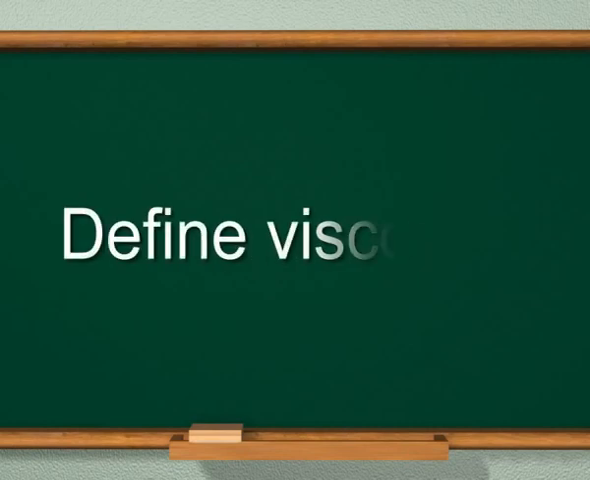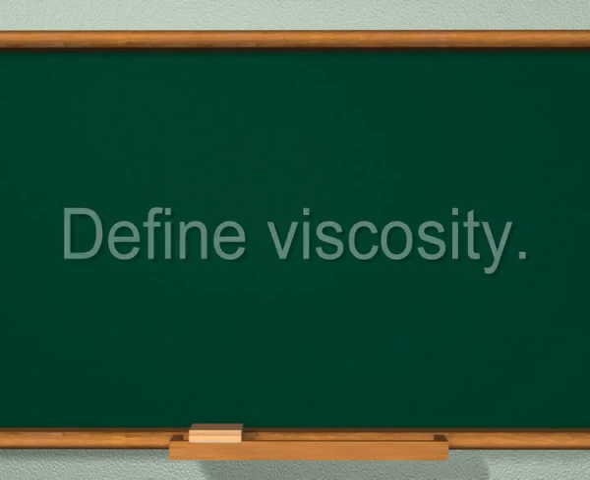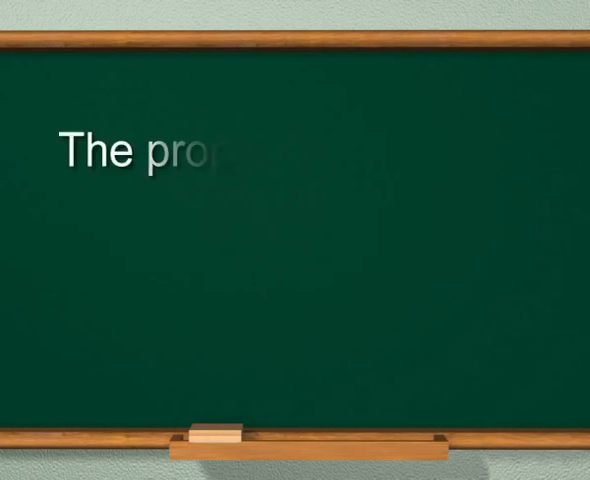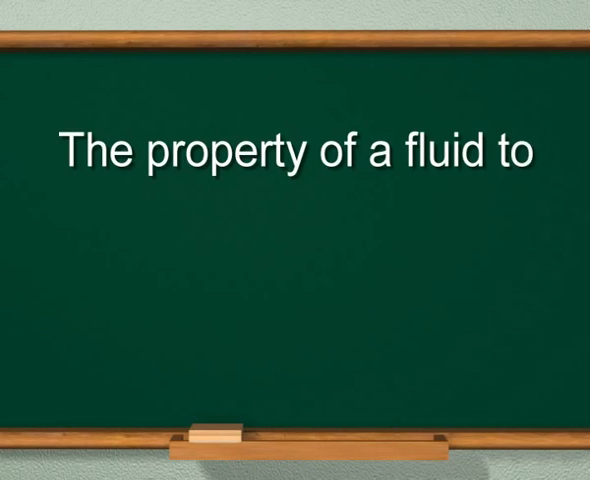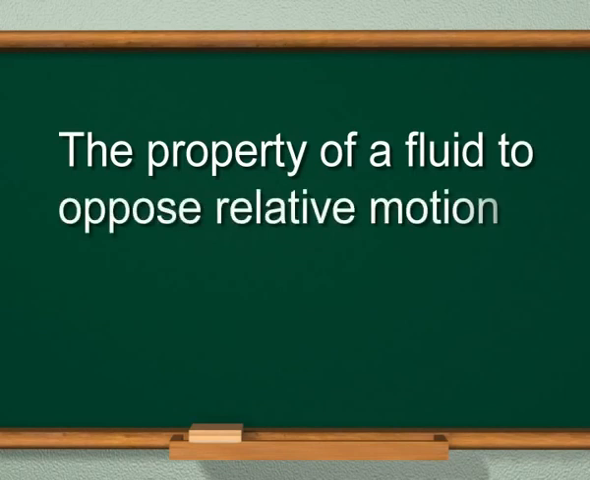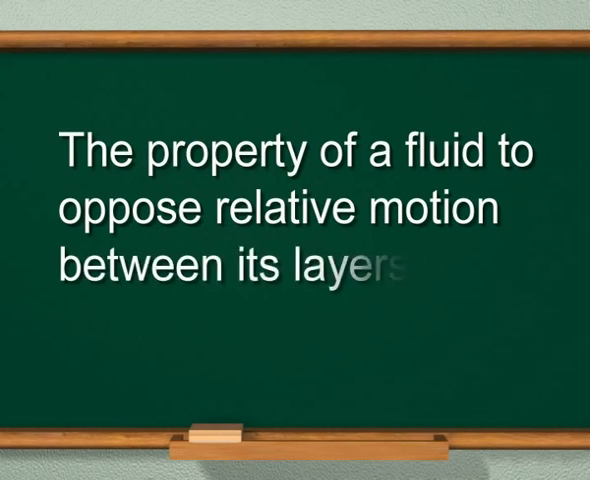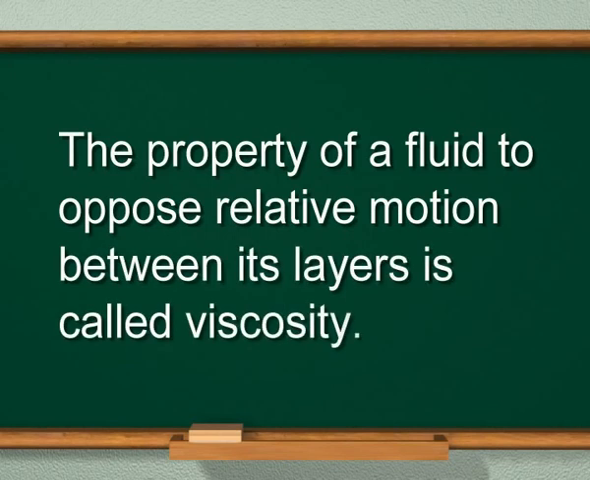Another question, define viscosity. And the definition is, the property of a fluid to oppose a relative motion between its layers is called viscosity.